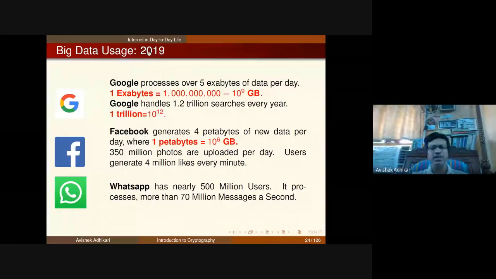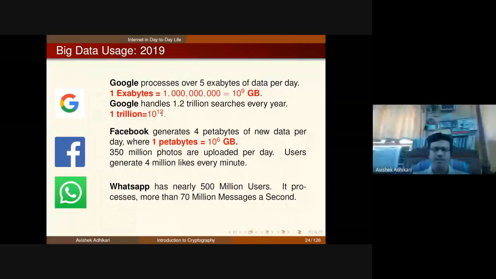It says that Google processes over 5 exabyte of data per day. Now have a look at what 1 exabyte means. 1 exabyte means 10 to the power 9 GB. Can you believe this? 10 to the power 9 GB. So 5 into 10 to the power 9 GB per day. Google handles 1.2 trillion searches every year. So 1 trillion is 10 to the power 12.